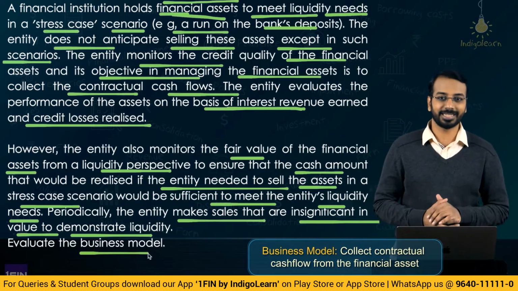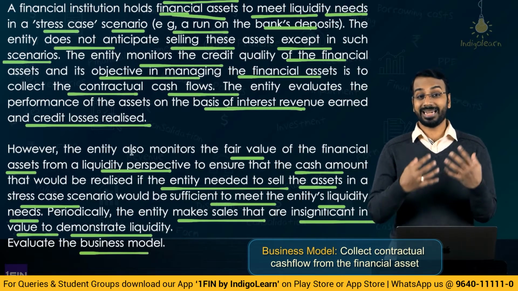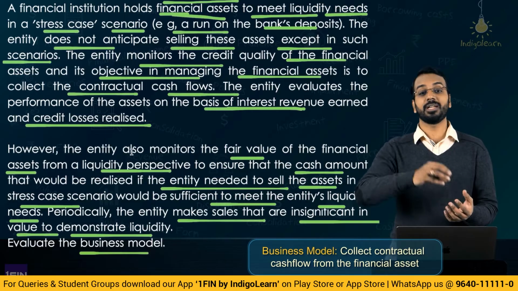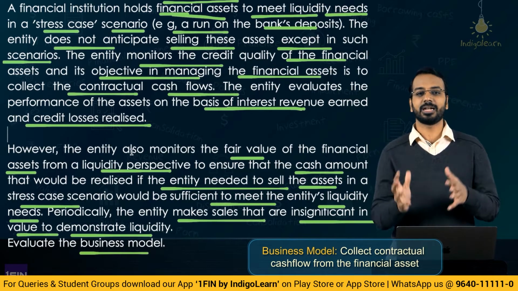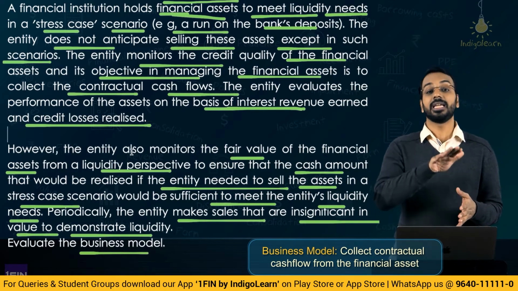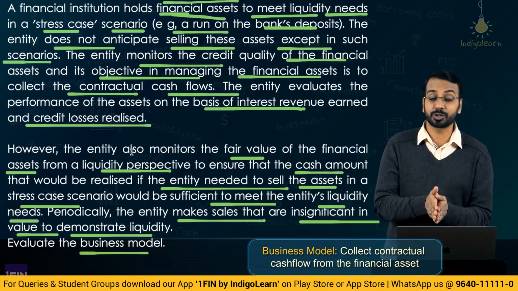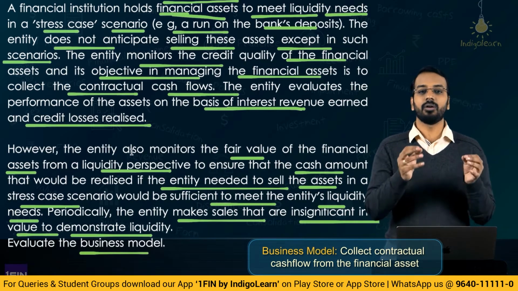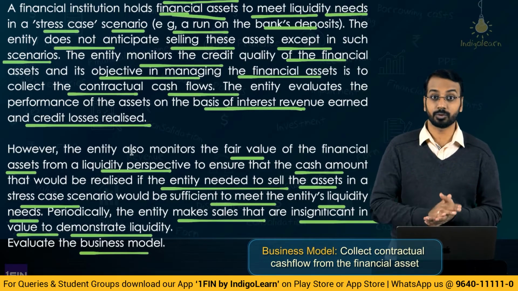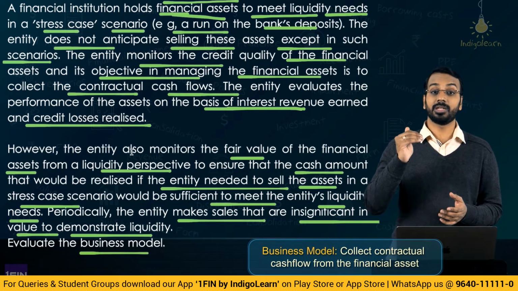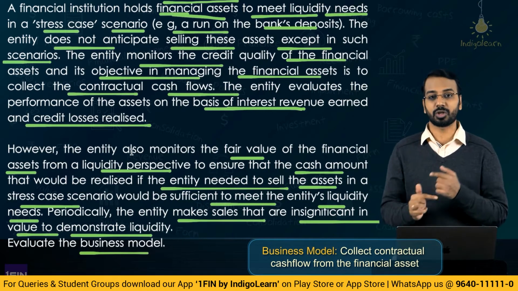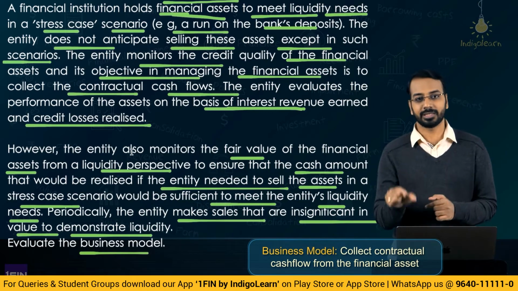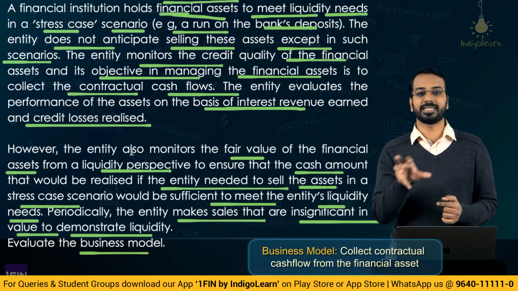Now, will the classification change if during a previous stress sale they had to sell off a significant amount of financial asset? It will not change, because at the inception when the entity is evaluating the financial asset, they are holding them for collecting contractual cash flows. Now, if let us say the Reserve Bank of India says that every 6 months or every 1 year you have to sell some of the financial assets to check whether the financial assets are liquid or not.